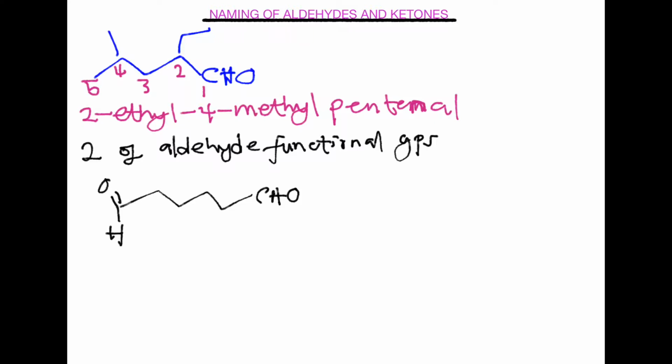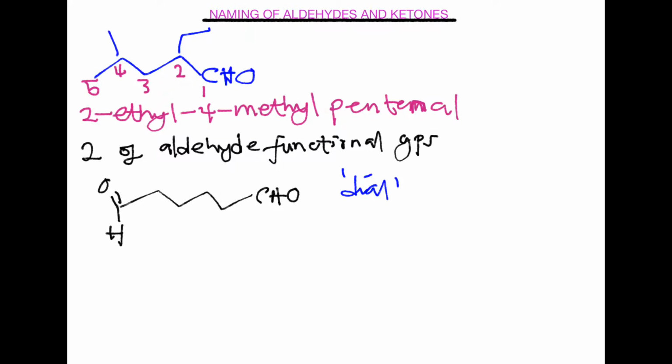So how do we name this? Now when we have 2 aldehyde groups present, we don't have to bother ourselves indicating the number for the aldehyde groups, because we know that they are going to be at the terminals as usual. So if we have something like this, then we know that it is dial, which simply means 2 aldehyde groups present.